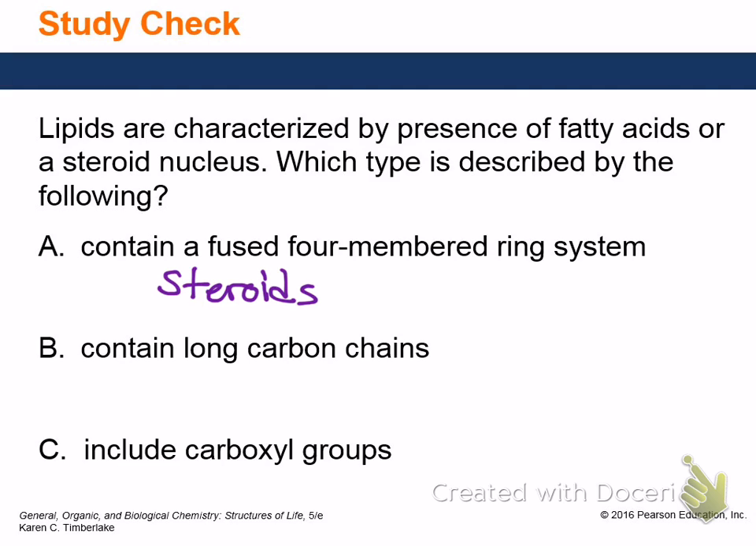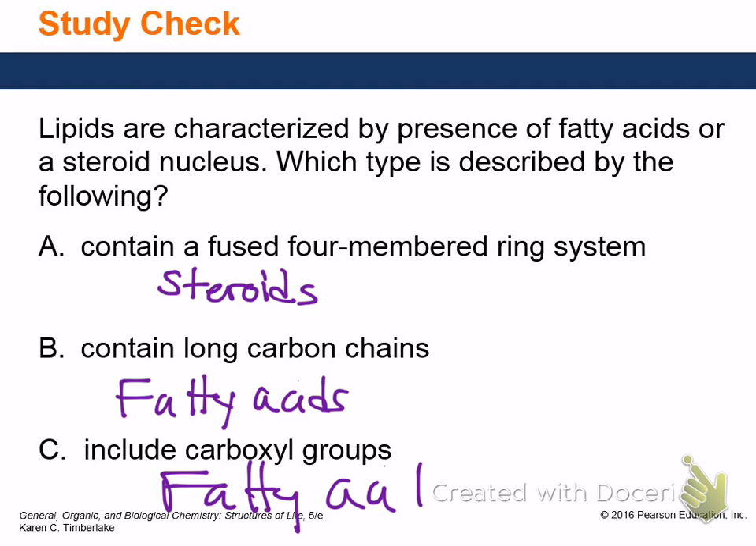What contains long carbon chains? Fatty acids. Includes carboxyl groups. That's also fatty acids. All right, good.